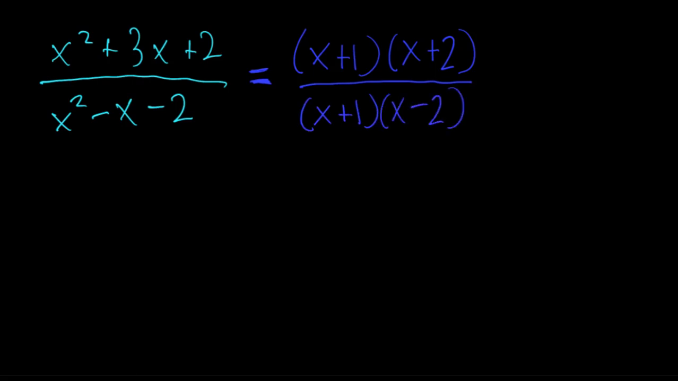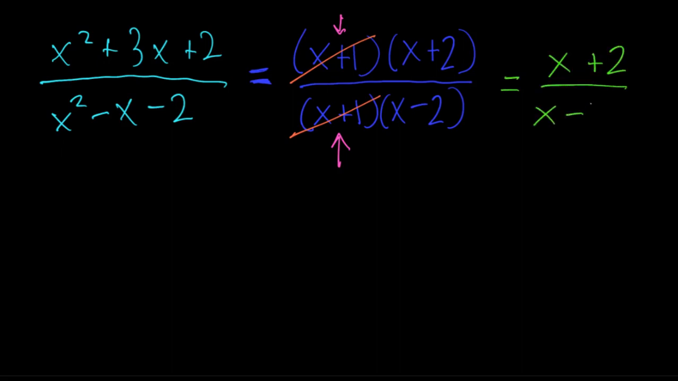Okay, and notice something interesting. In this case, the highest common factor is x plus 1, because we have it in the numerator here, and we have it in the denominator. That means that we can cross it out from both. We'll cross it out here, and we'll cross it out here. And like we did before, we'll rewrite this expression without the x plus 1. So let's rewrite it: x plus 2 over x minus 2.